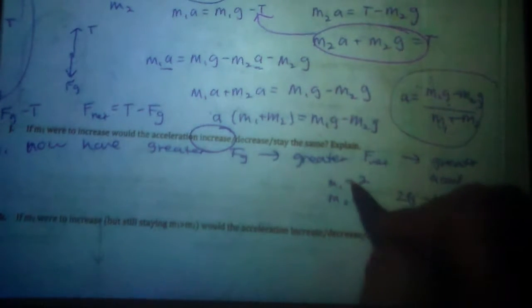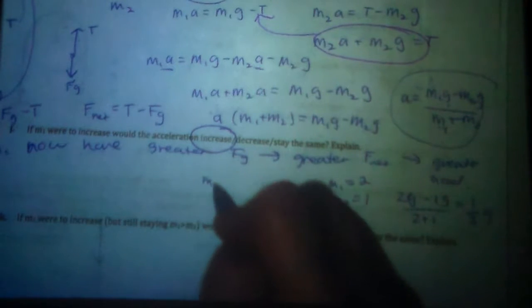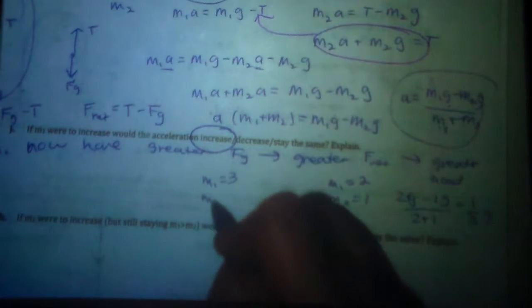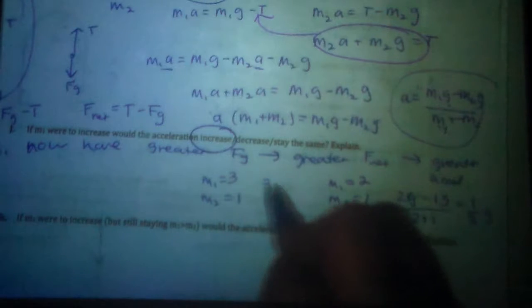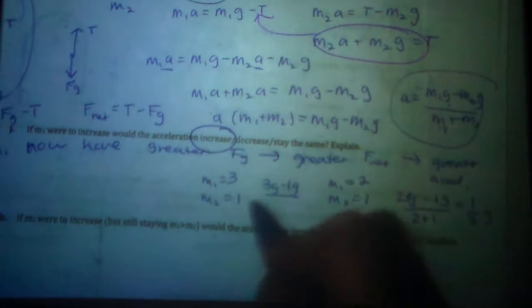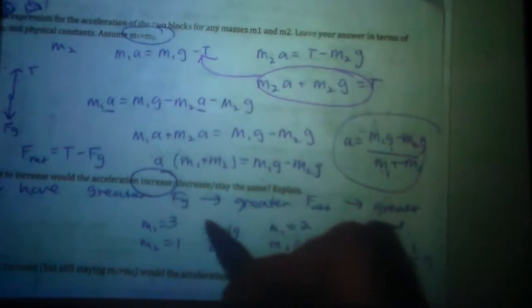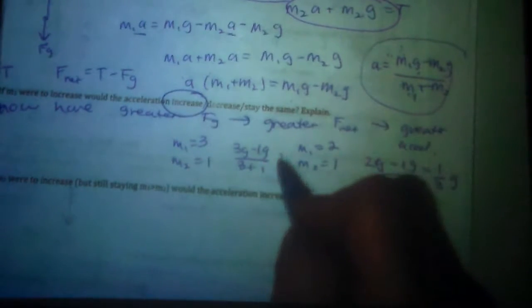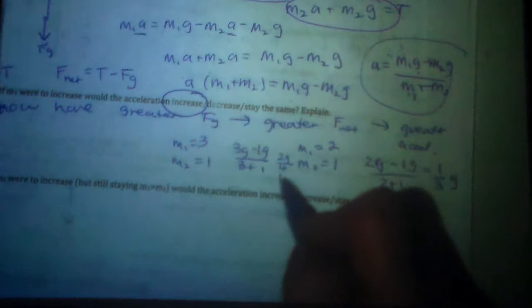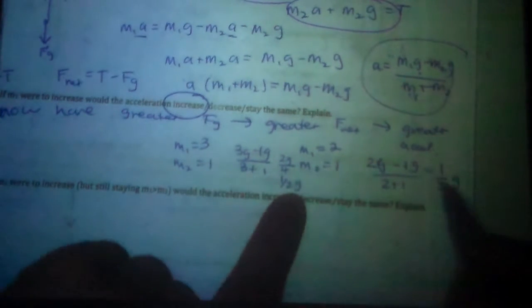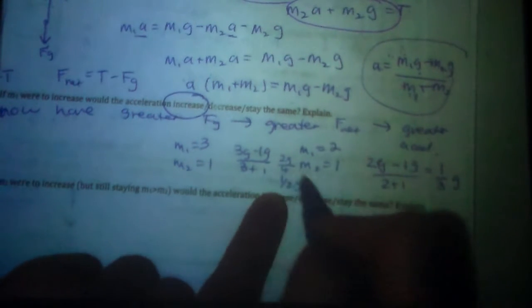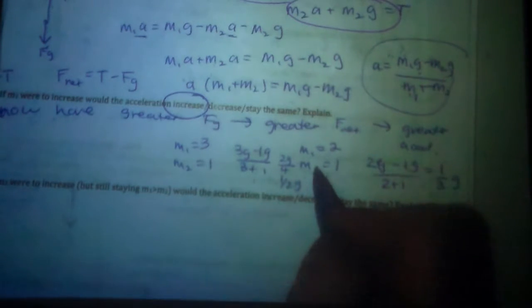What if I were to increase m1? So now m1 is 3, and I kept m2 the same. This would be 3g minus 1g over 3 plus 1. Again, just substituting in, I just made up 2 and 1, but now it's 3 and 1 when I increased it. So this would become 2g over 4, which is 1/2 g. 1/2 is definitely bigger than 1/3, so see how you have a greater acceleration here?